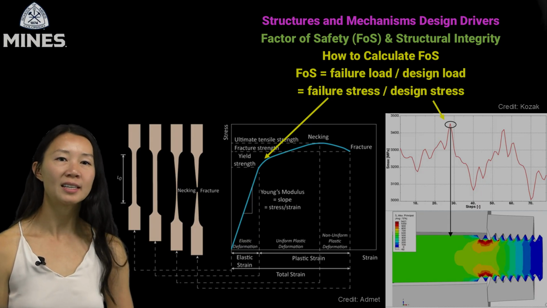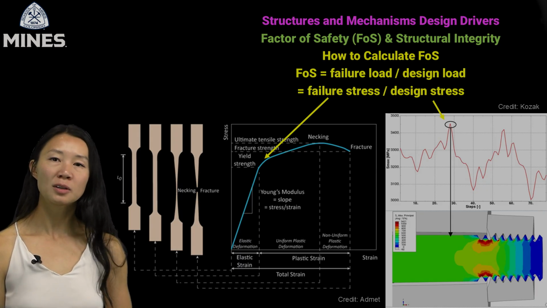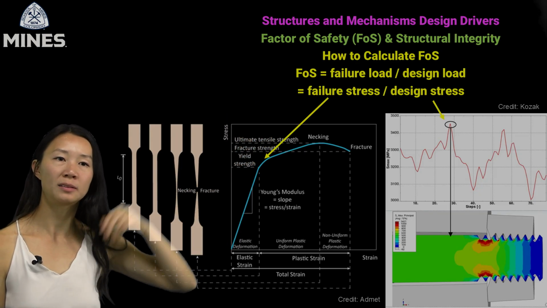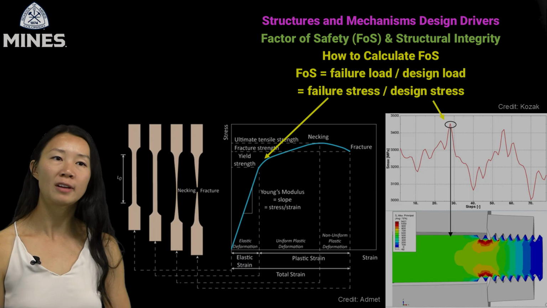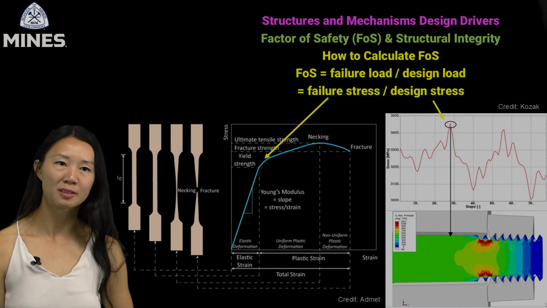Factor of safety is a ratio of how much a component can take before failure to how much we're actually asking it to take. So it's defined as a failure load divided by a design load, or equivalently, a failure stress divided by a design stress. Let's look at this left image to define one of these terms.